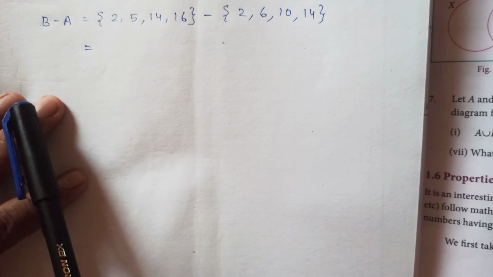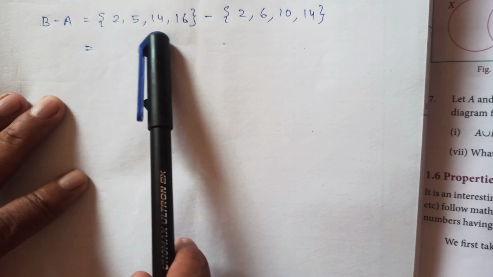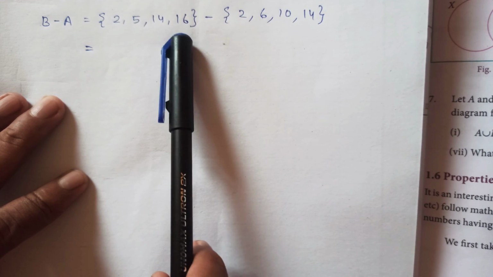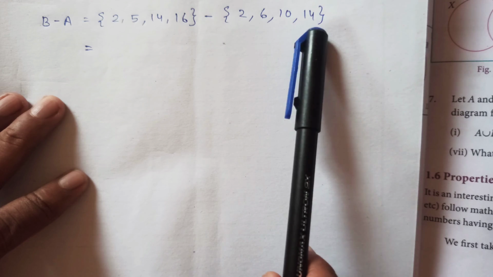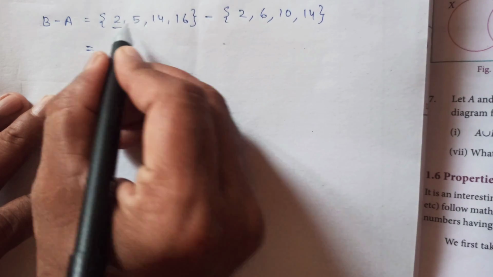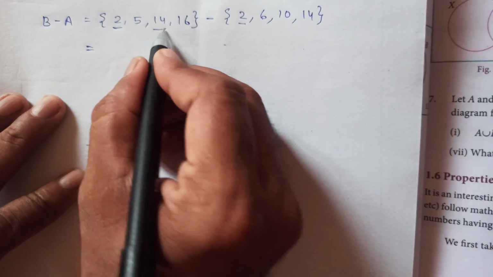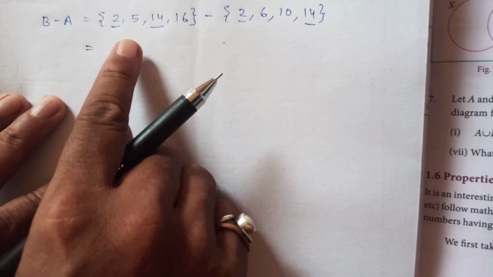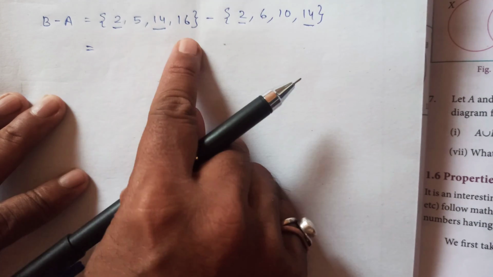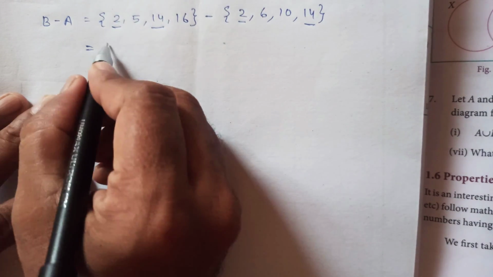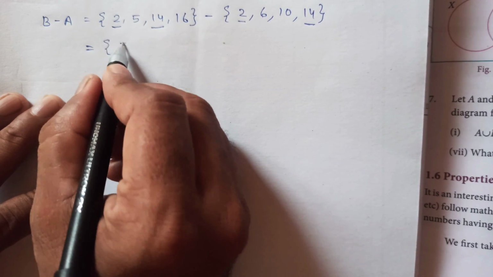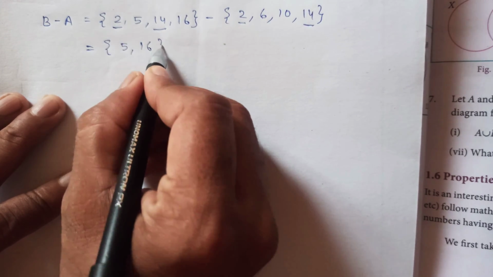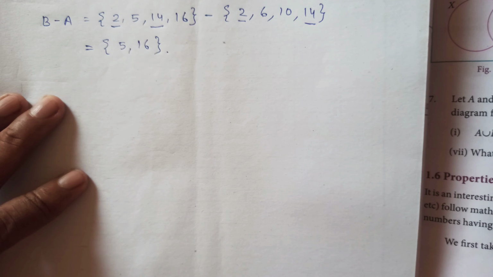And for B minus A, we write set B first, minus set A, then we underline the common elements, and whatever is left in B, that is in the first set, must be the answer. So the elements that are left are 5 comma 16. So this is the answer for B minus A.